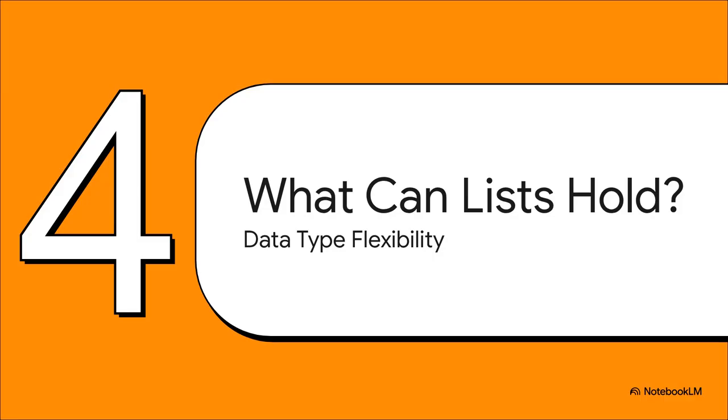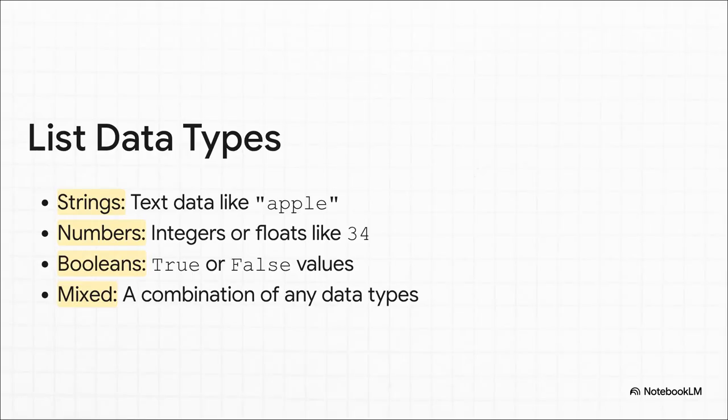So we keep saying lists are flexible, but what does that actually mean? What can we cram into one of these things? Well, the short answer is just about anything. You can have a list of text, which we call strings. You can have a list full of numbers. You can have a list of true or false values. Or, and this is where it gets really powerful, you can have a list that's a mix of all of them.